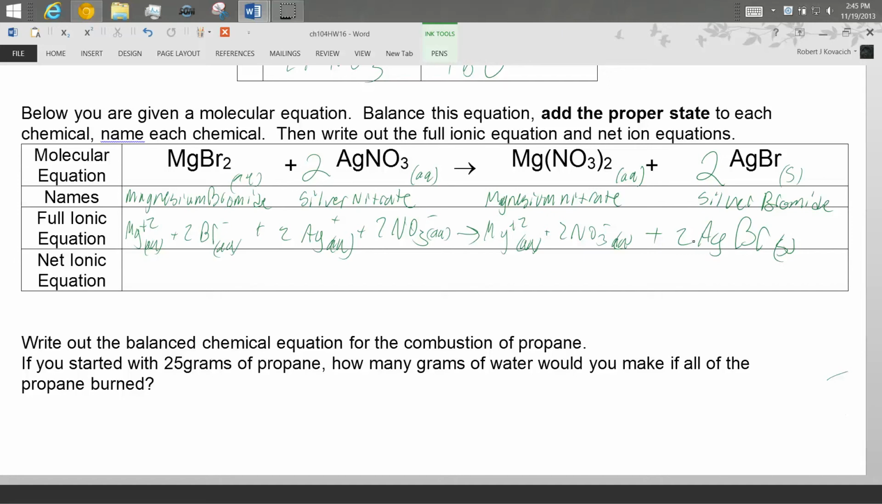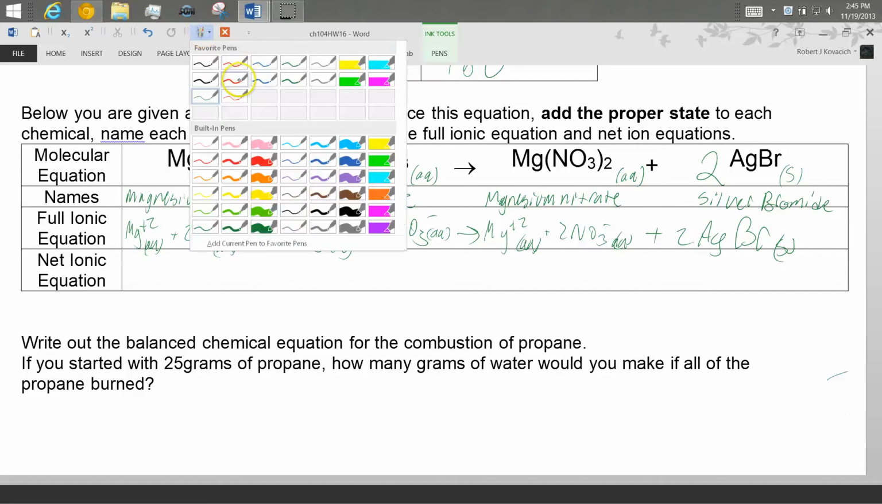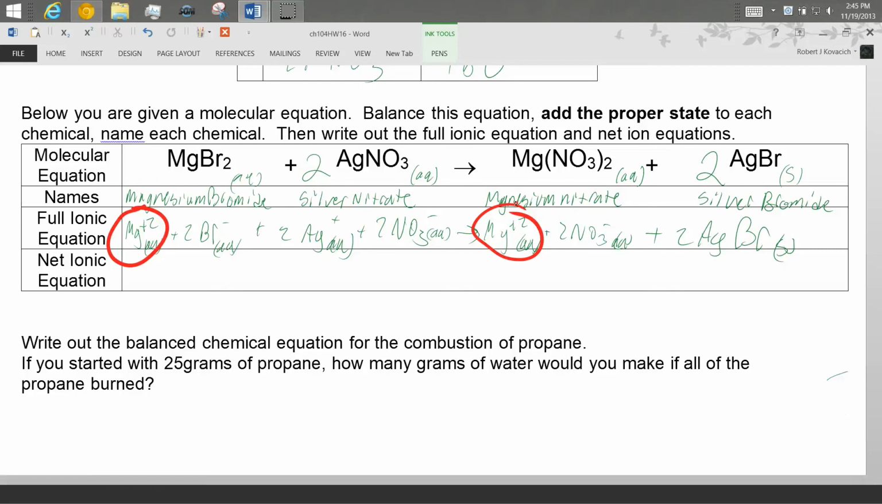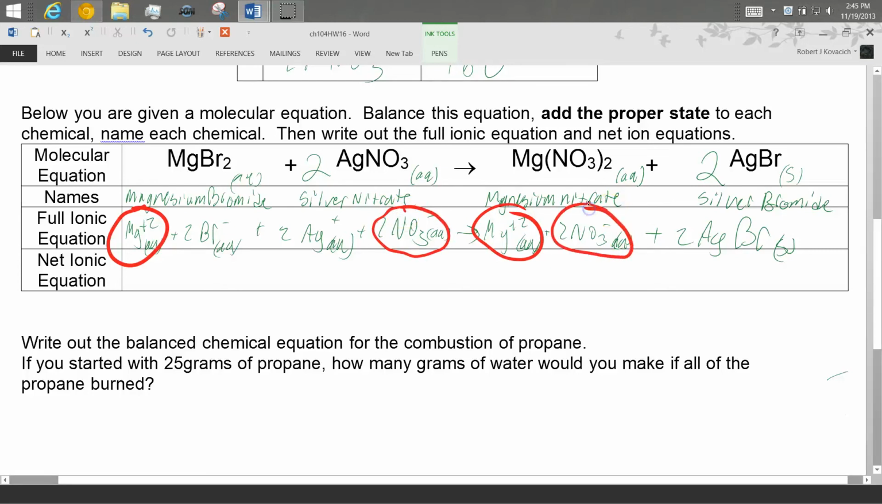Alrighty, so what did nothing in this chemical reaction? This magnesium right here and this magnesium right here, they're the same thing. Nothing about them has changed. What else did nothing? The nitrate. There's 2 nitrates here with a -1 charge, and there's 2 nitrates here with a -1 charge. They did absolutely nothing. They sort of sat around and watched the reaction happen, so we call them spectator ions.